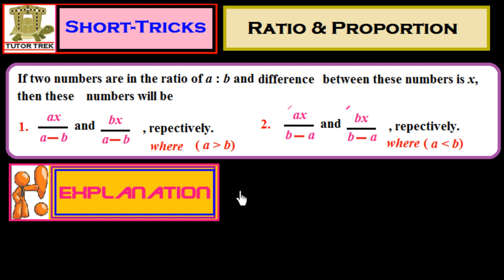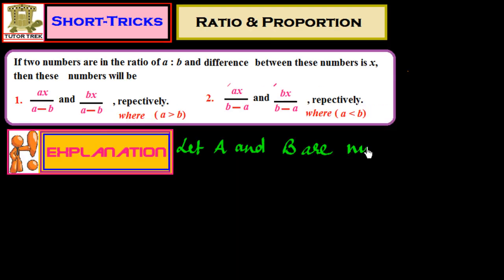So let a and b be numbers, where we assume that a is equal to ak and b is equal to bk, because the ratio is a is to b, so we should have one highest common factor between a and b, which is k.